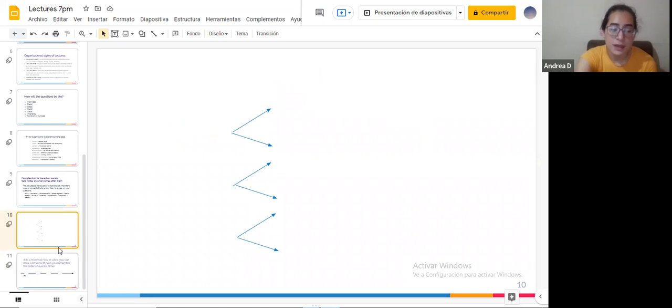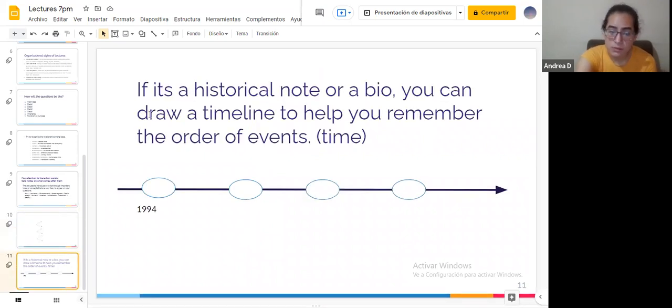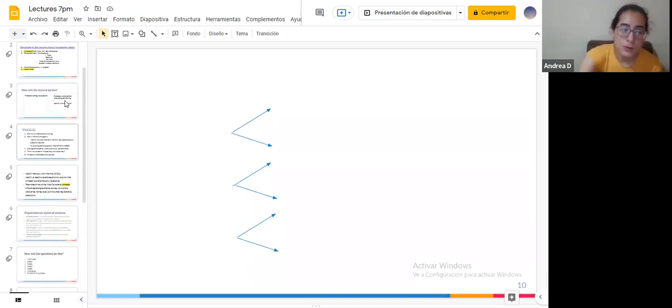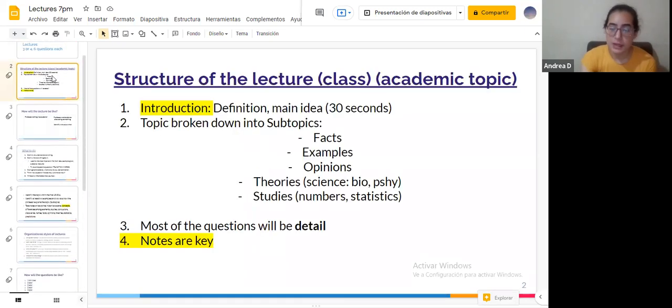What else? If it's a biography or historical note, you can draw a timeline to help you organize it better. So make it organized, make it visual. Try to use the right amount of space. So that's it, you guys. I don't know if you have questions, comments, anything.